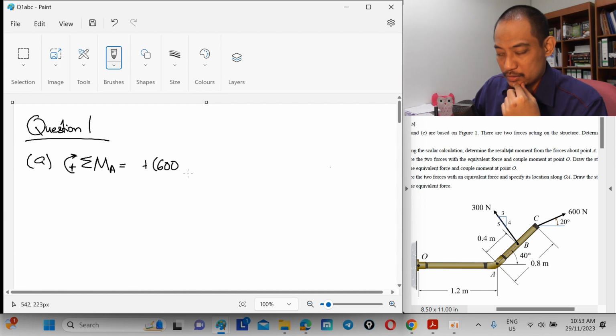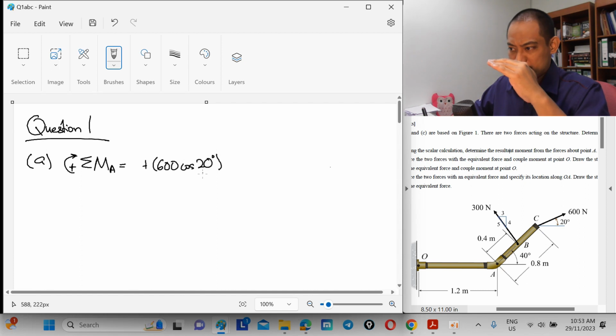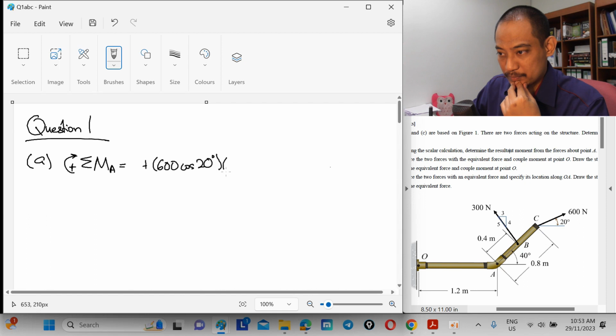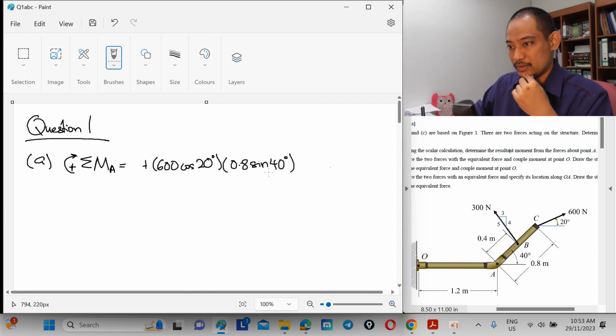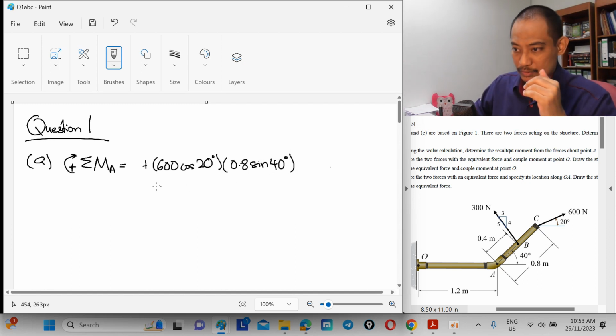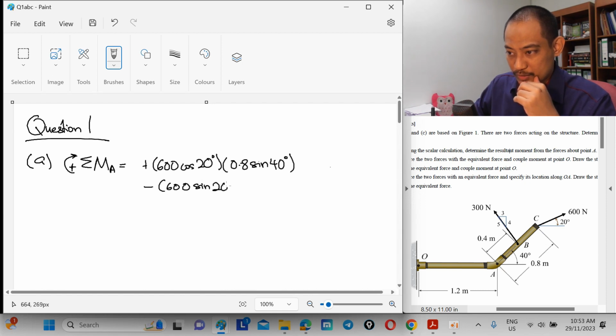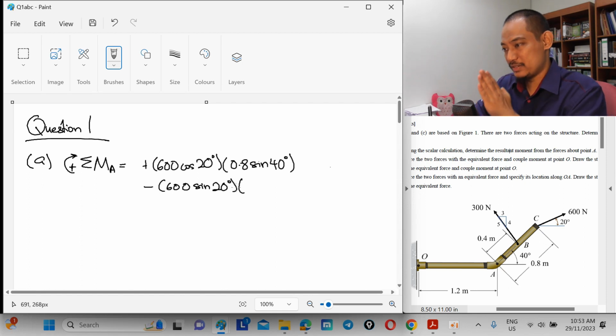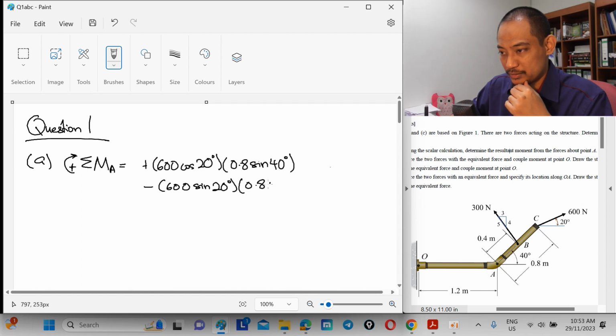Horizontal is cos 20 degrees. The distance would be 0.8 sine 40 degrees. Okay, so that's the horizontal. The vertical one will be counterclockwise, so it's negative 600 sine 20 degrees, and the distance would be cos, right? 0.8 cos 40 degrees.